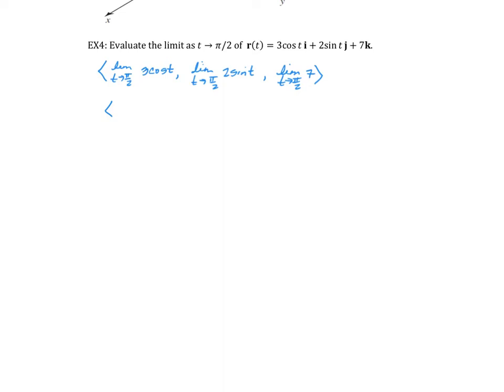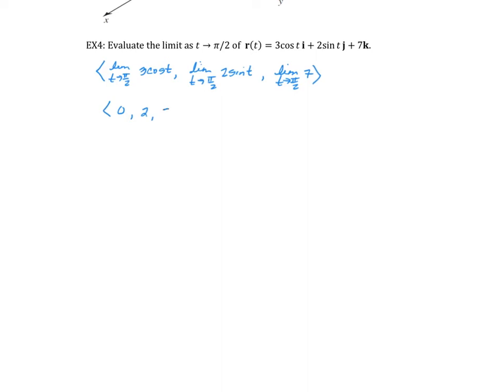If you do, you're golden, you're done. So cosine of pi over 2 is simply 0, so this is 0, comma, the limit of 2 sine t as t approaches pi over 2 is going to be, sine of pi over 2 is 1, so this is 2. And then the last one, the limit of a constant is the constant. This is just 7. So that's our limit. It's the vector 0, 2, 7. That's the vector we're approaching as t approaches pi over 2. Again, you can write it in the ijk form if you like as well. So the first component is 0, so this would simply be 2j plus 7k.